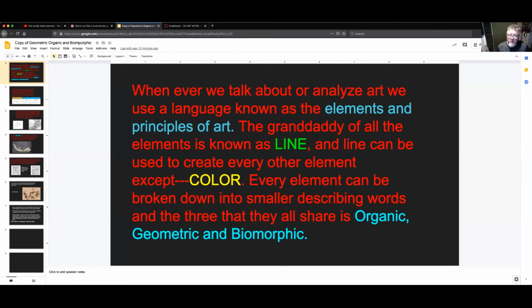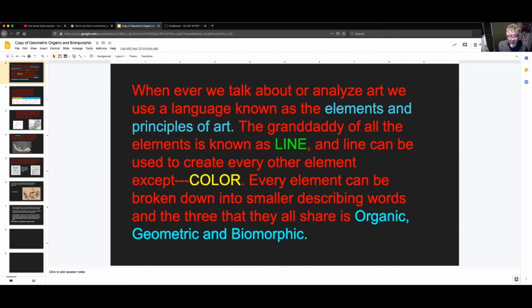It says, whenever we talk about or analyze art, we use a language known as the elements and principles of art. The granddaddy of all the elements is known as line, and line can be used to create every other element except for color. You can use it to create shape, form, shadows and value, and space. Everything except for color, because if you don't start with a red line, it doesn't matter how many lines you put on top of each other, they will not turn red unless they started out red.